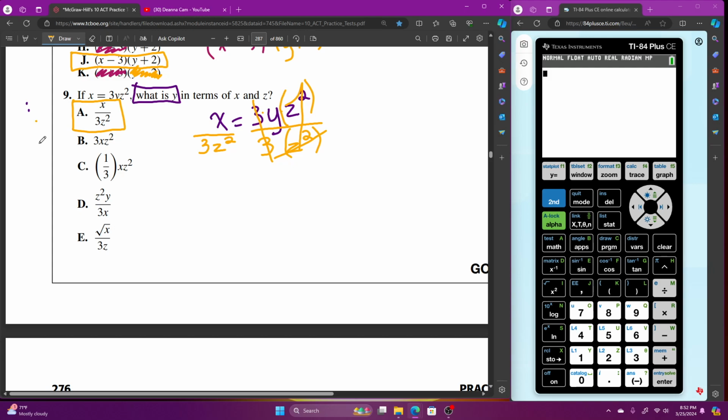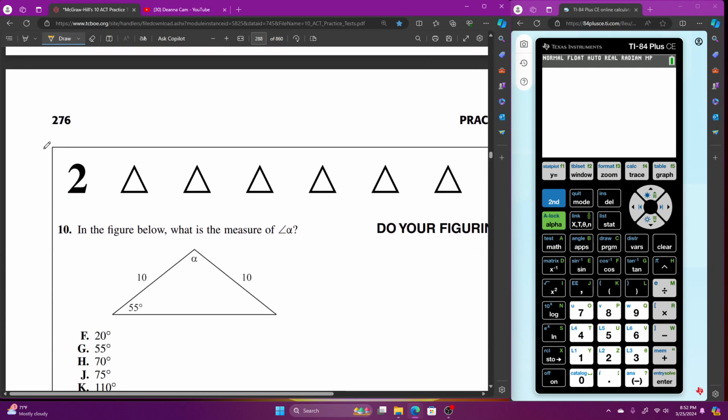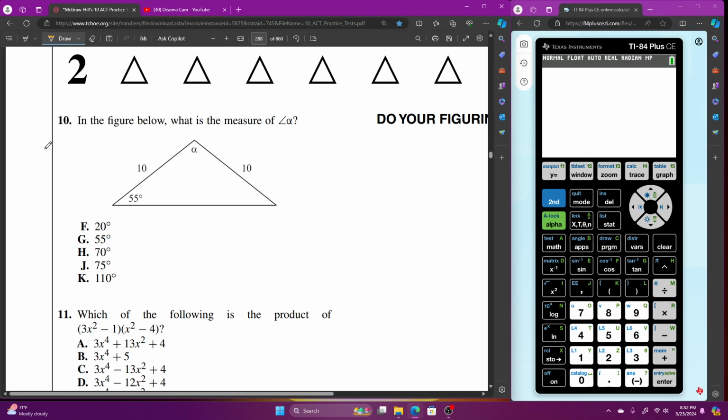And then just one more question, question number 10 for tonight. In the figure below, what is the measure of angle alpha? So this missing angle up top. And if this angle over here in this corner is 55 degrees, this one is unknown. It says this side over here is 10 and this side over here is 10.